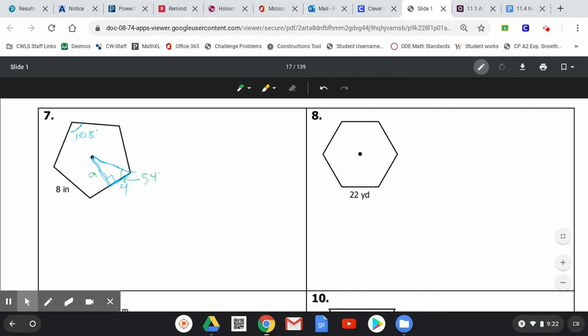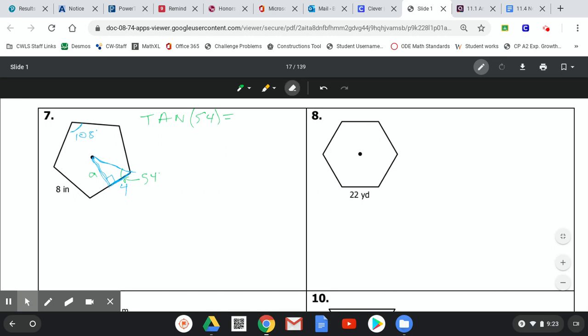We know what the perimeter is. It's just 8 times 5. Anyways, we got to figure out what the apothem is. So we're going to do tangent of 54. Still going to use tangent because we know the opposite, which is the apothem, the adjacent side, which is 4. So tangent of 54 equals, and then opposite would be our apothem.